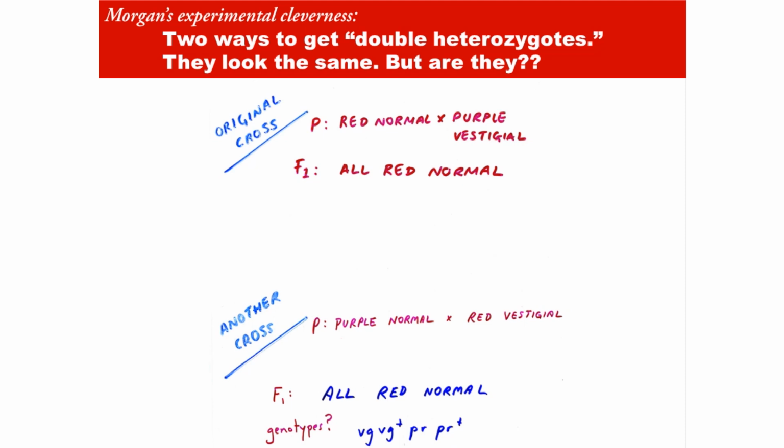So he had red eyes and normal wings crossed with purple eyes and vestigial wings. Purple and vestigial are recessive, red and normal are dominant. And so when you do that cross, you end up with all red, normal winged flies. But he did another one where he had purple eyes and normal wings, and he crossed them with red eyes and vestigial wings, and same thing. You still get a double heterozygote, shows all red, normal, and the genotypes would be described as vg vg+, pr pr+. So he did those crosses, but then, this is where he had the clever idea.